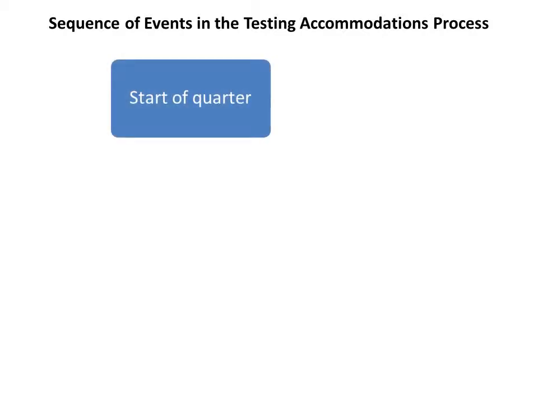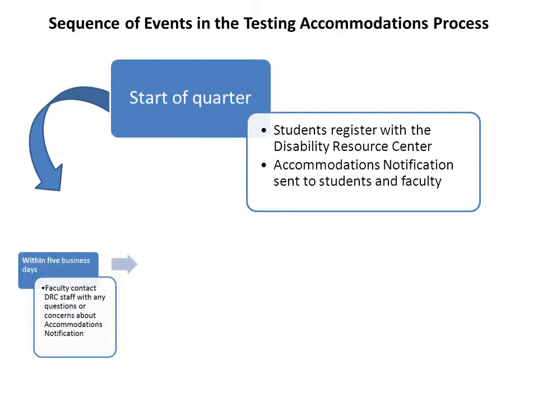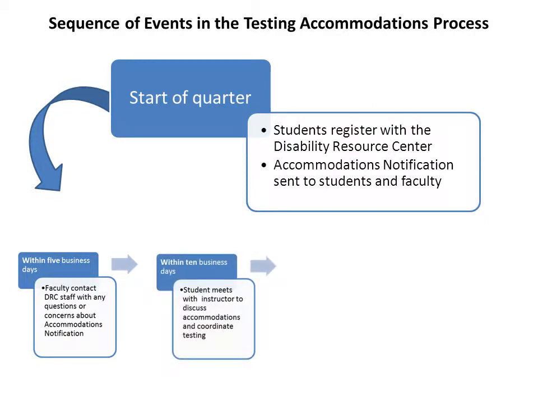Between 1 week before and 2 weeks after the start of each quarter, students register with the Disability Resource Center to become eligible for testing accommodations. The Disability Resource Center sends an accommodations notification with details about each student's accommodation needs to faculty and students via email. Within 5 business days of receiving the notification, faculty contact the Disability Resource Center with any questions or concerns they have. Then, within 10 business days of receiving the notification, the student meets with his or her instructor to discuss accommodations and coordinate testing.